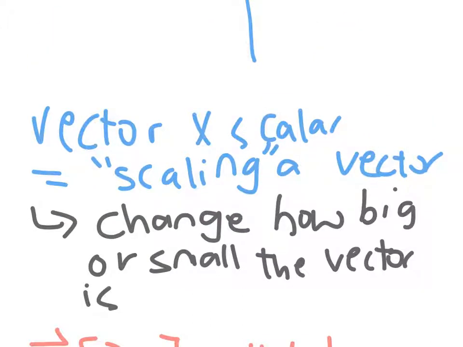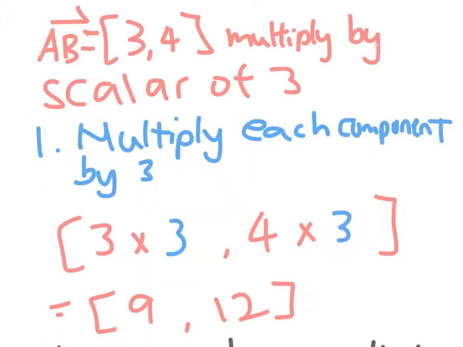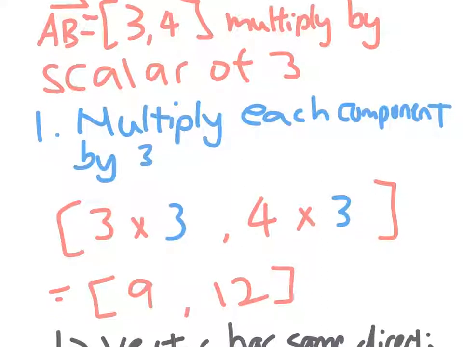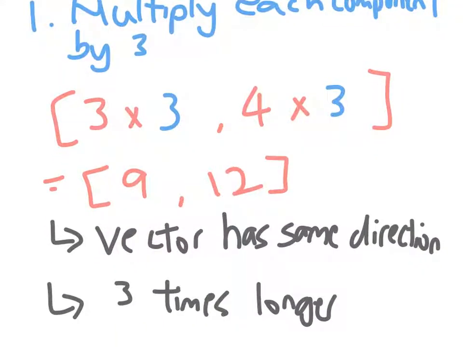When we scale a vector, we change how big or small the vector is. Vector AB is 3, 4. We multiply it by a scalar of 3. First, we multiply each component by 3: 3 times 3, 4 times 3. And the final product is 9, 12. The vector has the same direction as the initial one, but is 3 times longer.